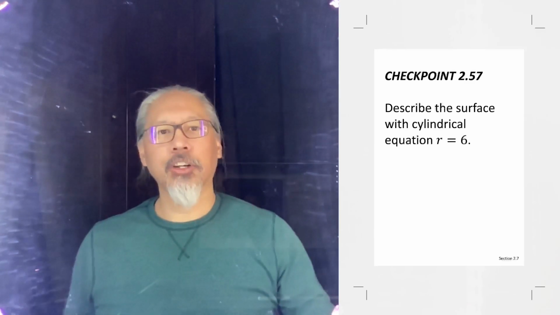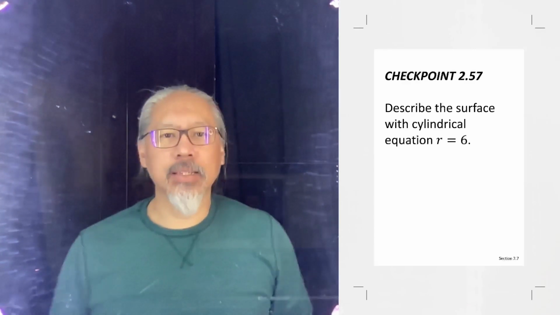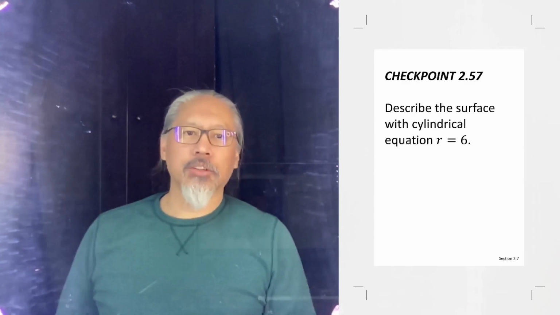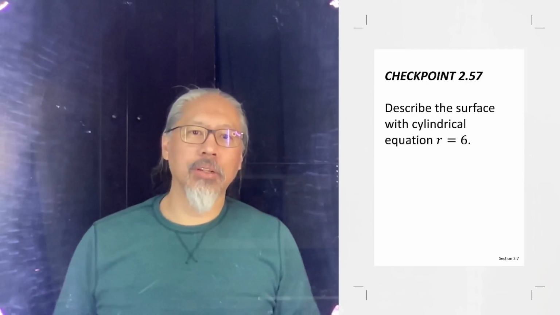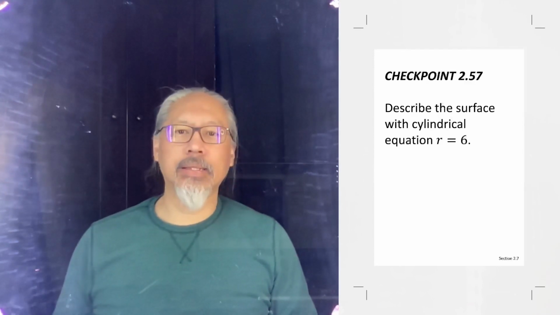Hello, this is checkpoint 2.57. They want us to describe the surface with cylindrical coordinate equation r is equal to 6.